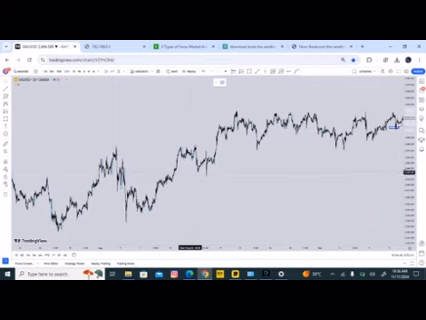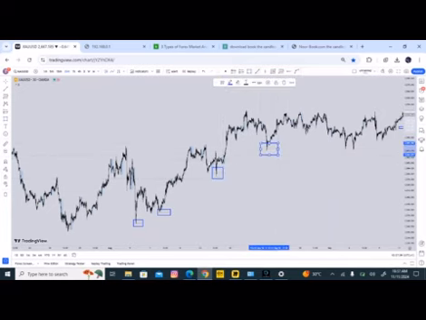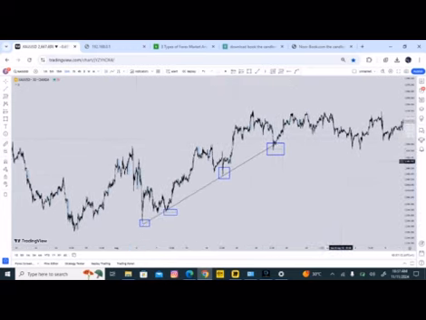As you can see right here, this is called the trough, trough, trough. I'm going to join them together. As you can see, I just joined them together and I got a trend line. That's how to draw a trend line.